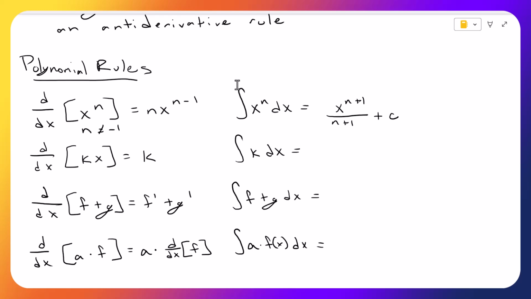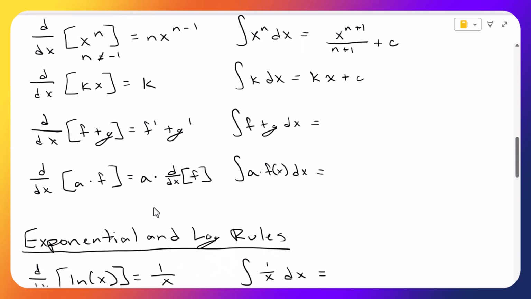Okay, these other rules I'm not going to spend as much time on because they're sort of implied. k to the x, well, x just goes away. It just becomes our constant. So the integral of k is k times x plus c.